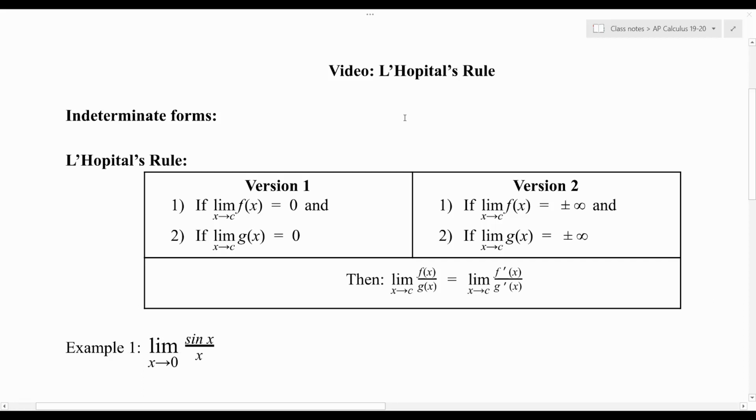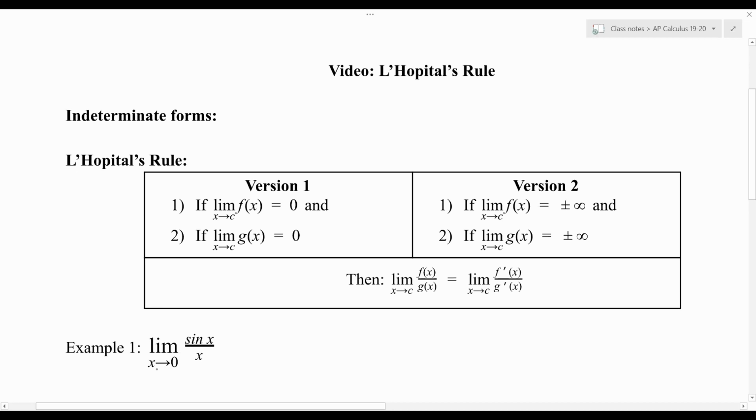Hello, mathematicians. Today we're going to be talking about L'Hopital's rule. L'Hopital's rule helps us find limits where, when we substitute, we don't really get something that makes sense. So let's look at this example.